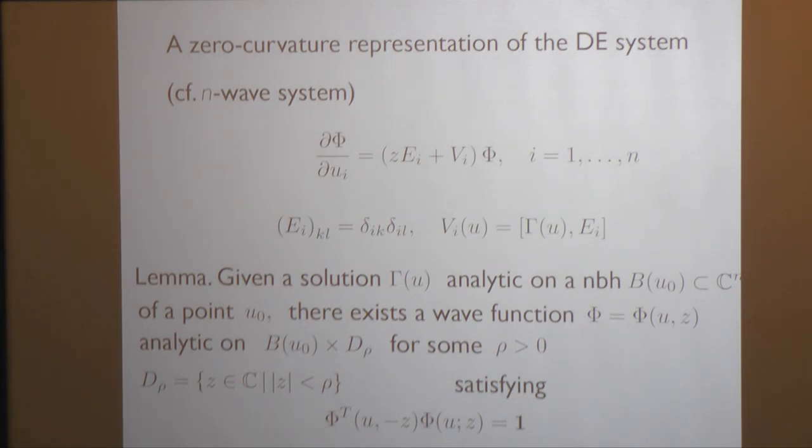And the following lemma is essentially about solutions to a commutative system of linear PDE. It says the following: given a solution gamma of U to the Darboux-Yegorov system that is analytic on some ball in the n-dimensional space, then there exists a wave function, this matrix valued function phi, that is analytic on this ball and analytic also in Z, at least on some disk of positive radius, more precisely analytic on such a cross product. Moreover, because of this anti-symmetry of V, we can normalize this wave function by this condition: phi transpose of U, minus Z, times phi of U, Z must be equal to the identity matrix. I will always work with such a normalized wave function.